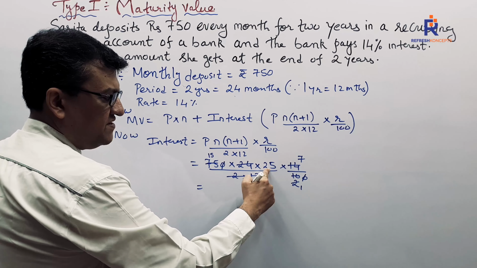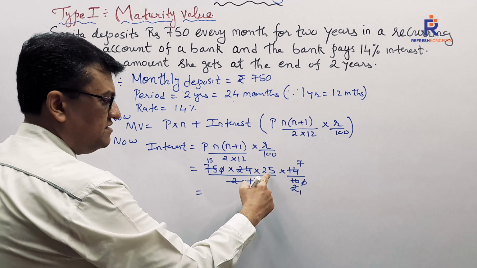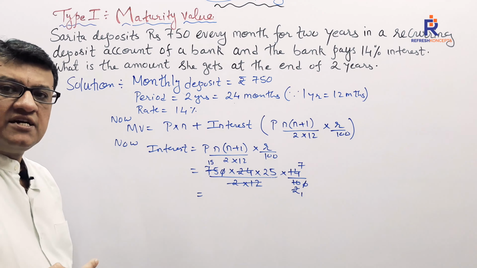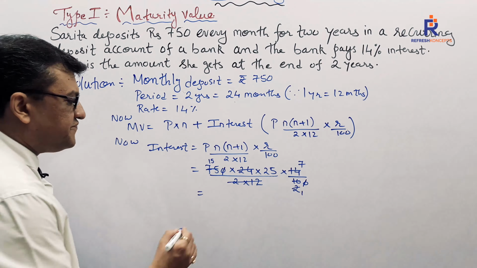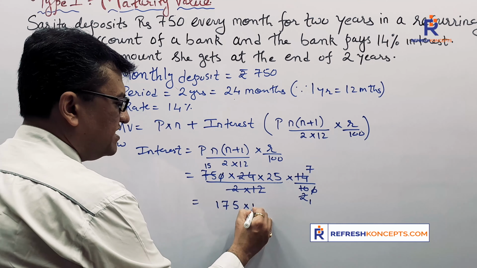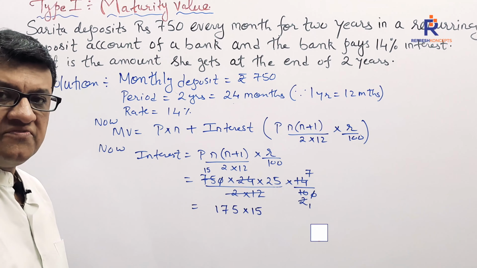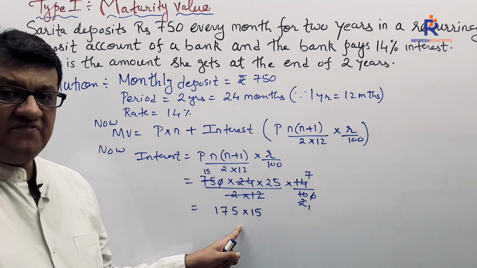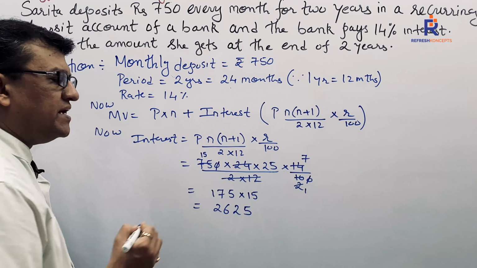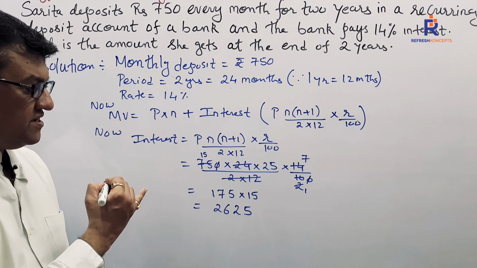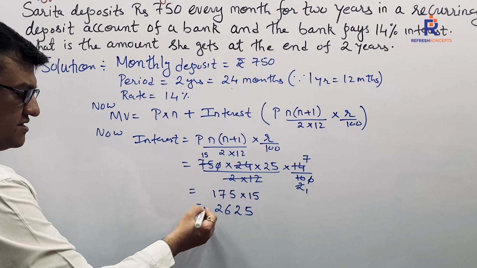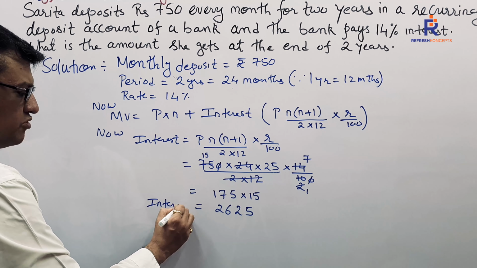15 into 25 into 7. How much is 25 sevens? 175. So it is 175 into 15. When you multiply 175 into 15, you shall get an answer of 2625. This is what my interest is.